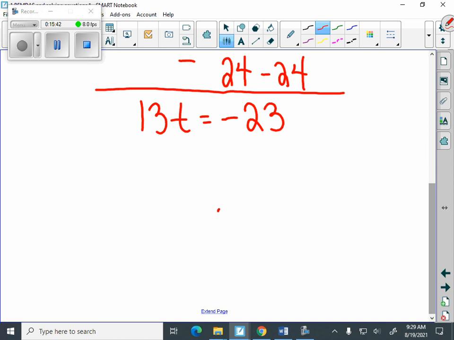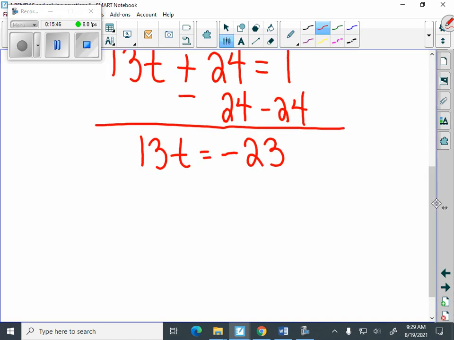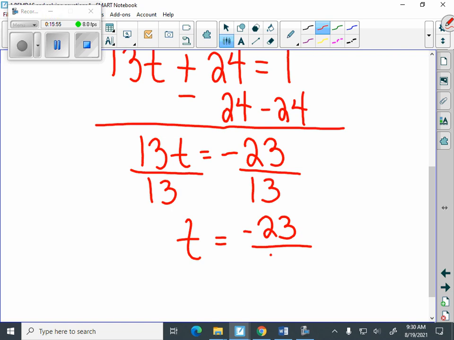And finally, we want to figure out what t equals, so we're going to divide both sides by 13. And we end up with t equals negative 23 over 13. I don't need a decimal. And there we've solved our equations.